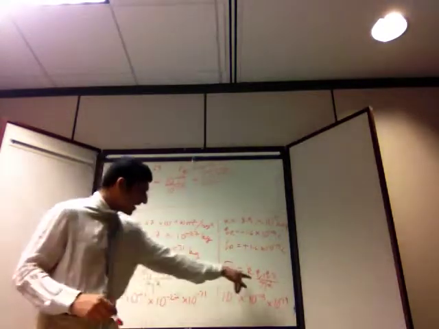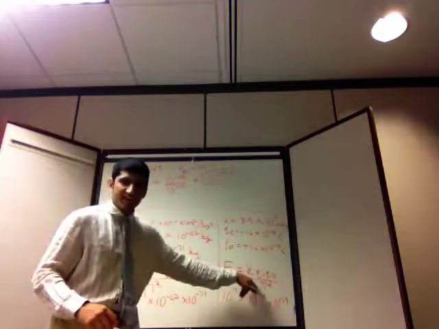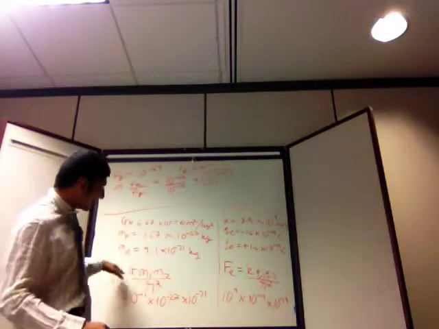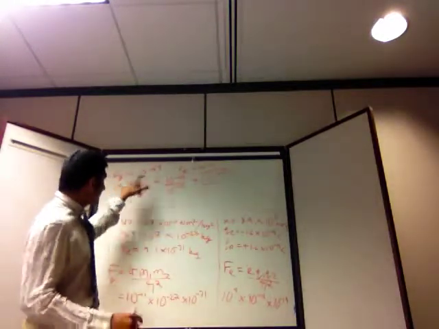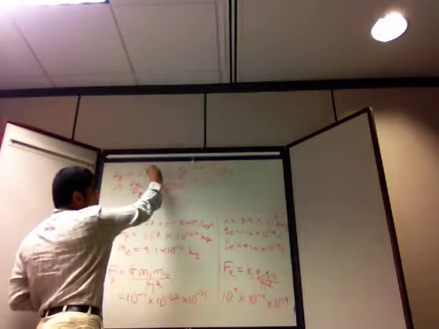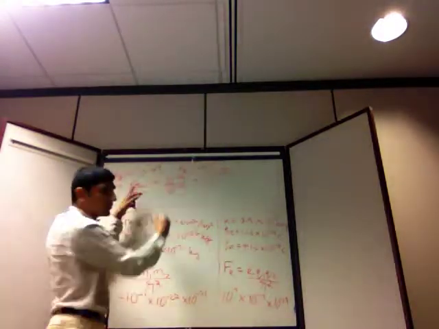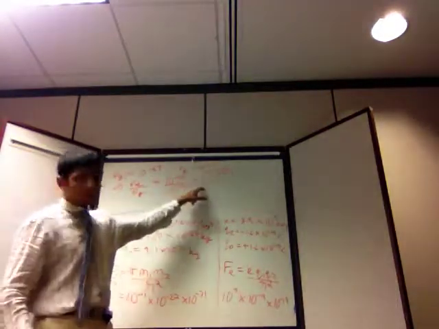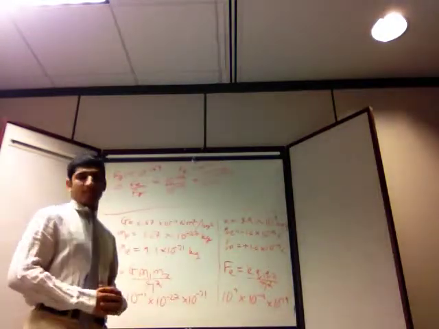Notice the distance didn't matter because the r squared cancelled out when we divided Fg by Fe. These two should have been divided by r squared, but when we take the ratio, that r squared cancels and we get 10 to the 40. I hope you enjoyed it.